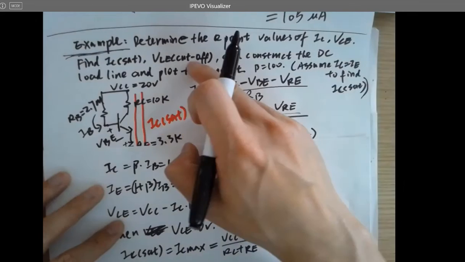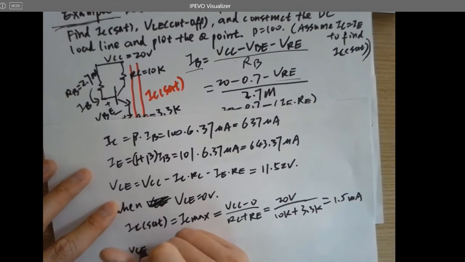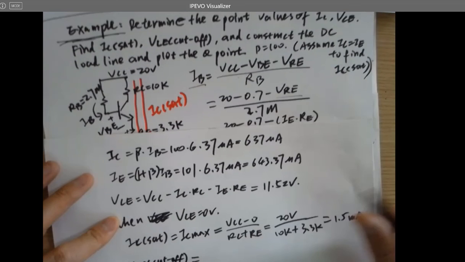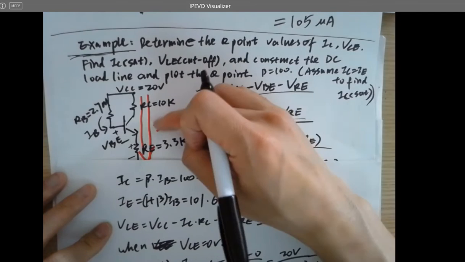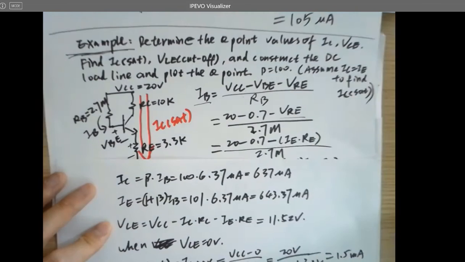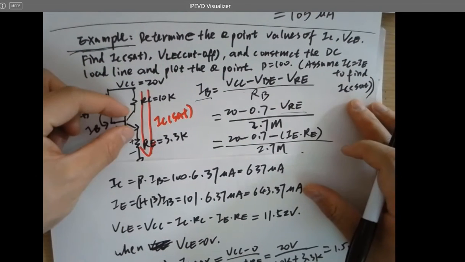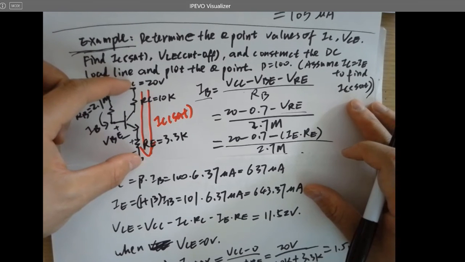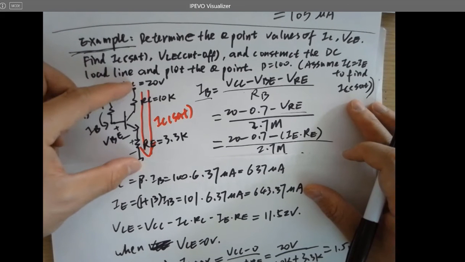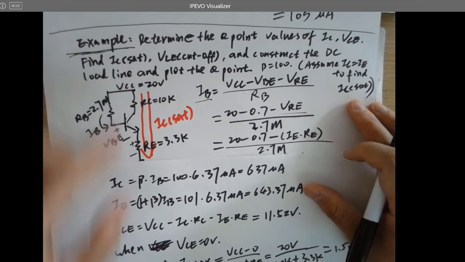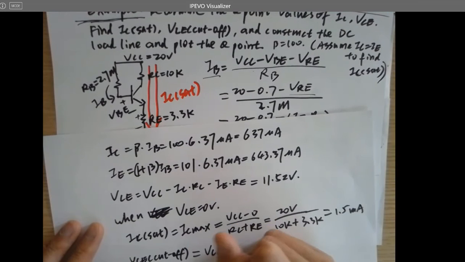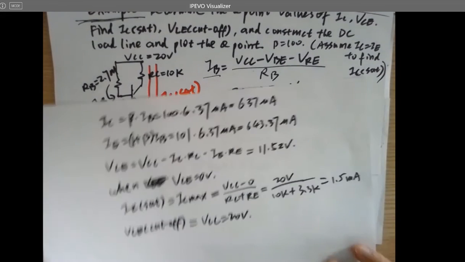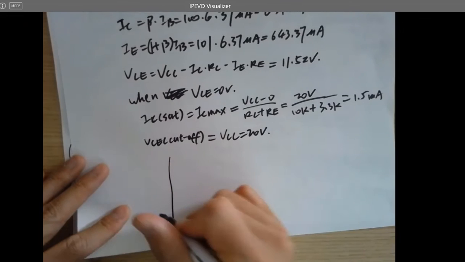Then VCE cutoff is when IC is 0. When IC is 0, no current. So all the VCC will be dropped. There's no current, no voltage drop across the resistors. So the VCC will be dropped across VCE, which is 20 volts. Oh my God, this is so simple.